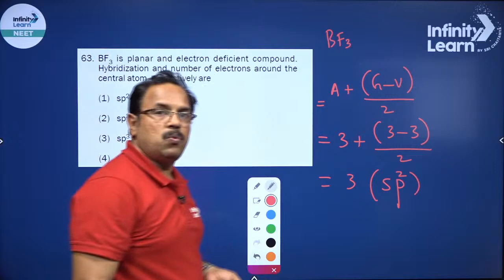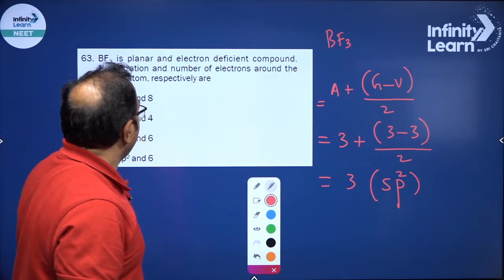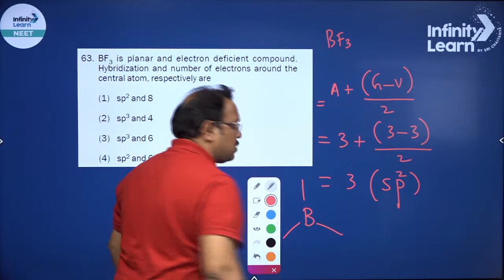You know this, but in case any student doesn't know this part, I'm just explaining. Number of electrons around it, what is its structure? BF3, 3 bond pairs, there is no lone pair. As it belongs to the third group, 3 bond pairs constitute 6 electrons. Okay?